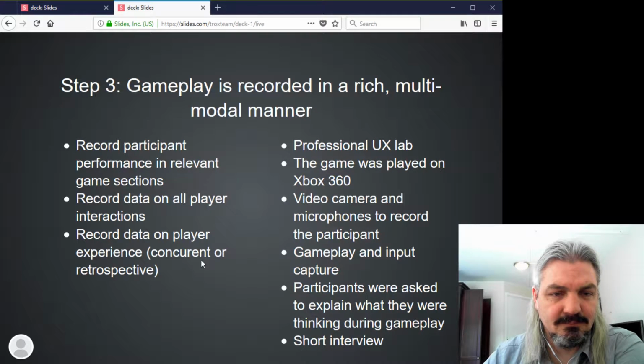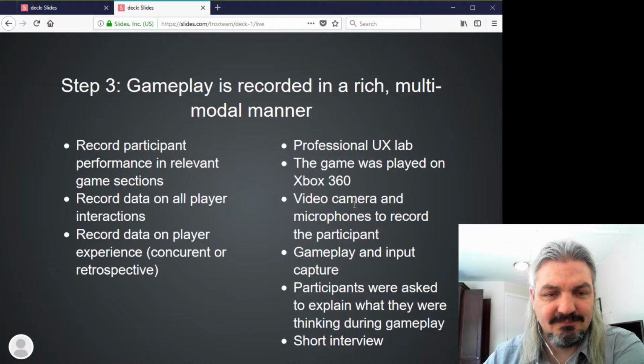So for this study, they were using a professional user experience lab that was set up to mimic a living room with a couch and a TV. They played the game on Xbox 360, and they had set up video cameras and microphones to record how the participant behaved and what they were saying aloud. And they had also set up a way to capture both the gameplay and the input from the player.